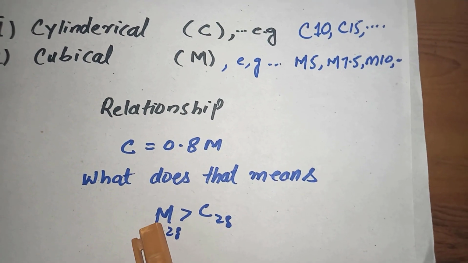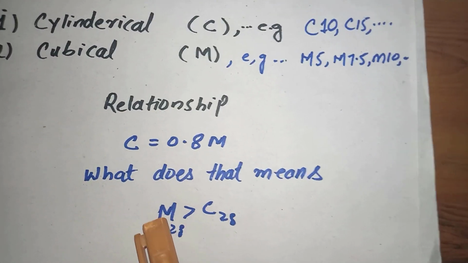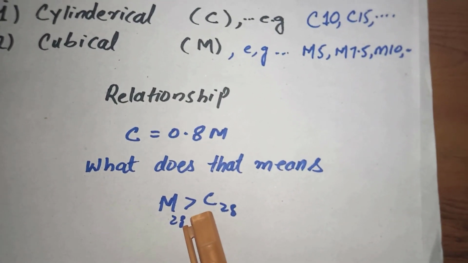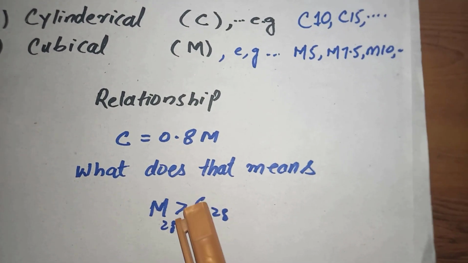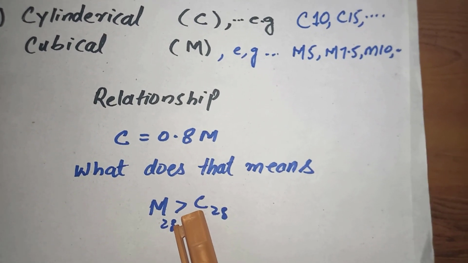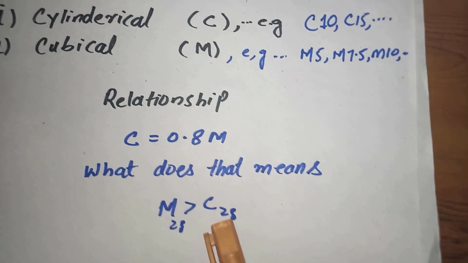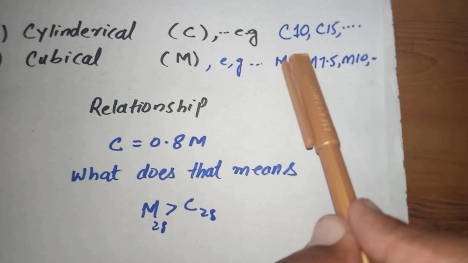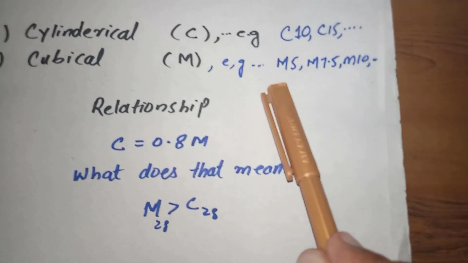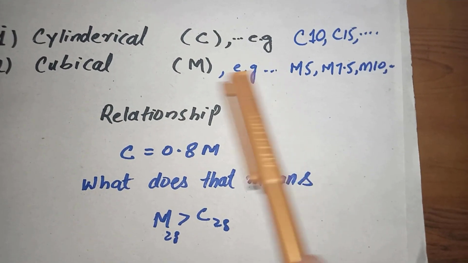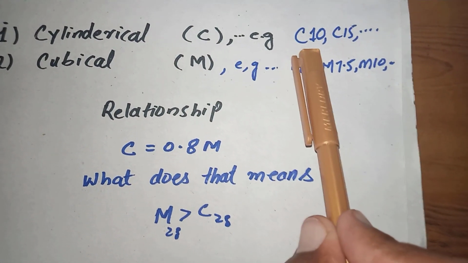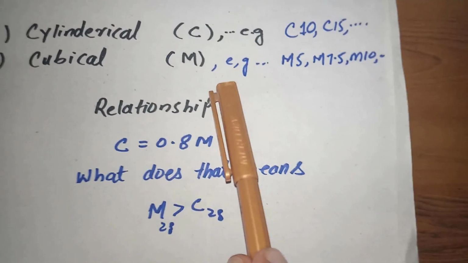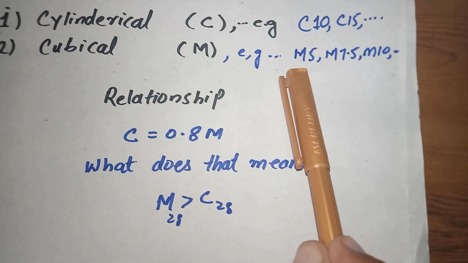It means that the cubical compressive strength of the material for 28 days is always greater than the cylindrical strength after 28 days. So we can say that C10 is almost equal to M5, meaning the strength of cylindrical grade C10 is almost equal to cubical grade M5 after 28 days.